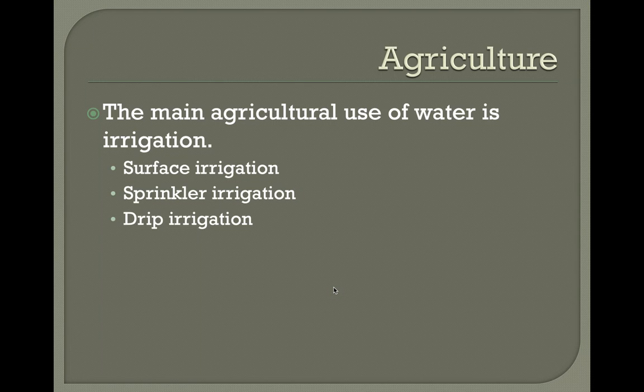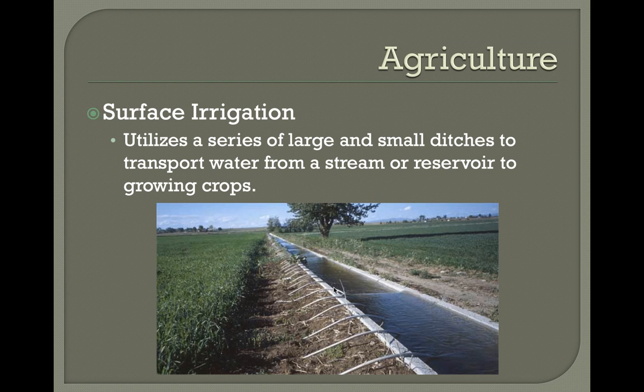So as far as water users and the people that use water, we're going to take a look at several different sources of industries that use water. As far as agriculture, the main use of water is going to be irrigation. Whether you're using it for surface irrigation, and you can see right here, this is what we're talking about with surface irrigation. They're actually using ditches and they're transporting water from a stream to the crops.